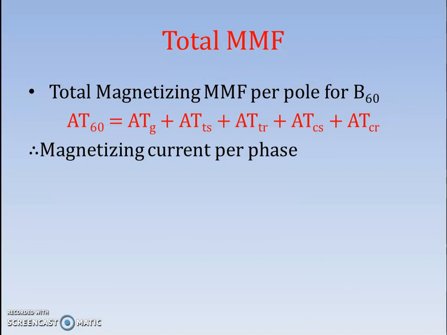Based on the total magnetomotive force, the magnetizing current per phase can be easily calculated as 0.427 times P, that is number of poles, times the total magnetomotive force at 60 degree we have calculated, divided by kWs, that is the winding factor for stator, and Ts, that is stator turns per phase. So this way we are able to calculate the magnetizing current component.